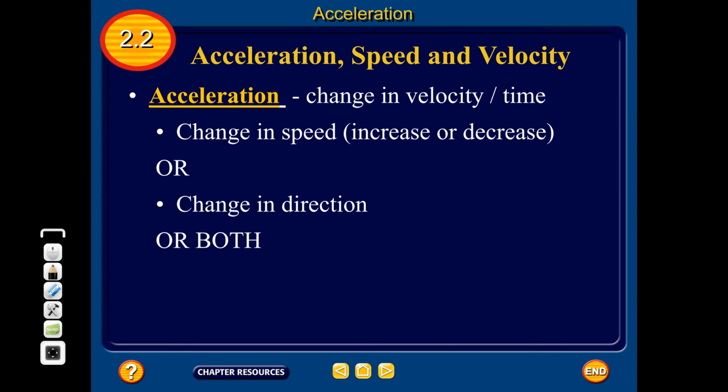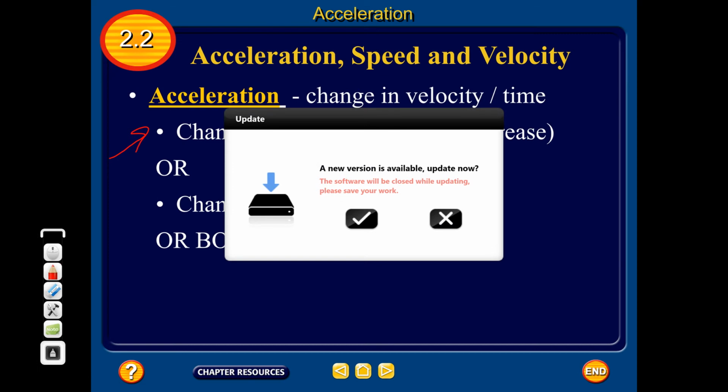So what we have here is acceleration is a change in velocity over time, okay? Which I think most people kind of understand. They kind of know it's how quickly you are changing your speed.